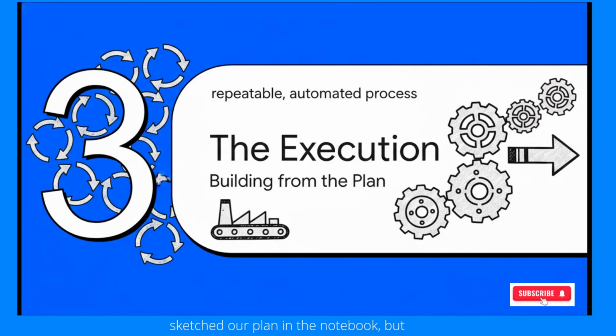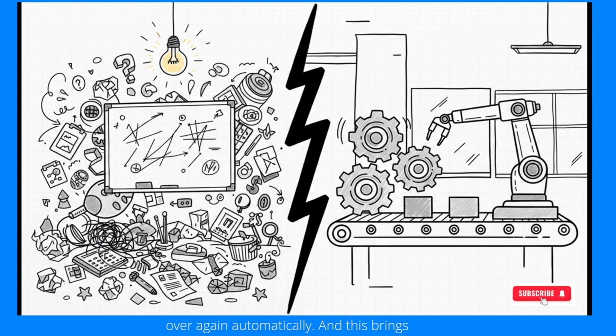So we've explored the data, we've sketched out our plan in the notebook, but that was all just the design phase. Now it's time to move over to the factory floor and turn our blueprint into something that can be built over and over again automatically. And this brings us to a really, really important idea in any data project. You have to understand the difference between that creative, messy, experimental phase of developing an idea and the structured, clean, reliable phase of running it in production.